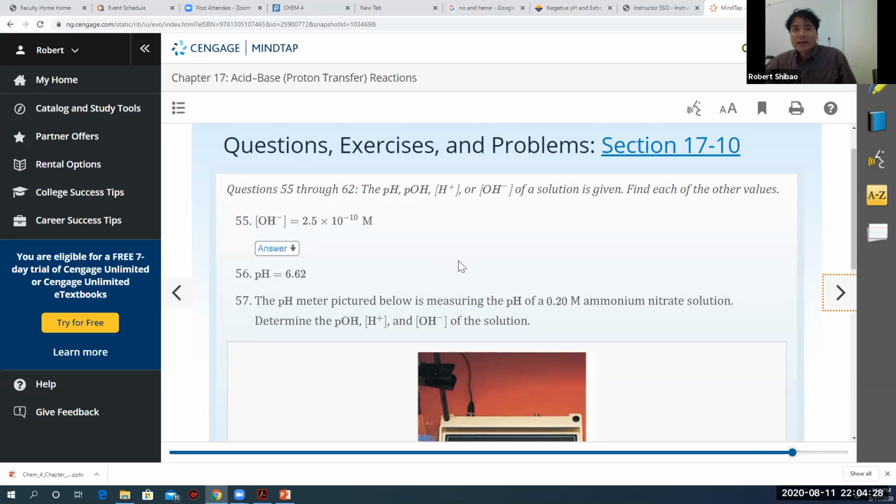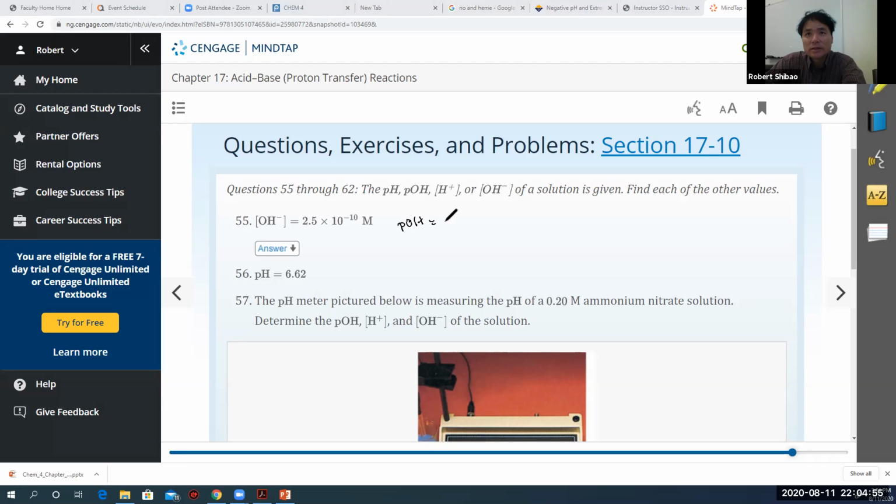Okay, these ones we need a calculator for. The other ones I could do in my head, but this one is a power of 10 with a coefficient of 2.5, so it's not so easy to do. And so we need the equation for these. The other ones we don't need a calculator for. This one we do.